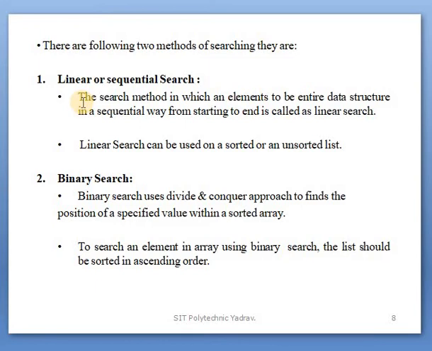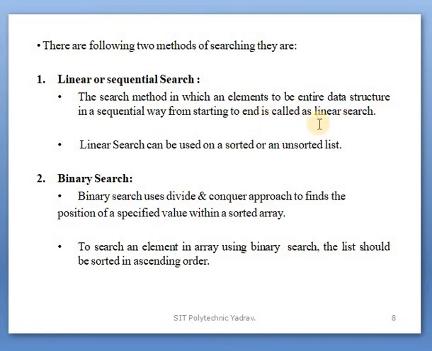Actually, what is meant by linear search, and how is a number found through linear search and through binary search? The search method in which an element is searched in the entire data structure in a sequential way, from starting to end, is called linear search.